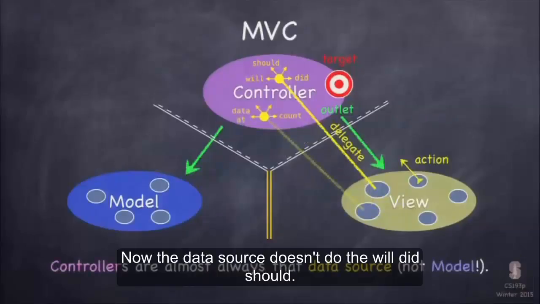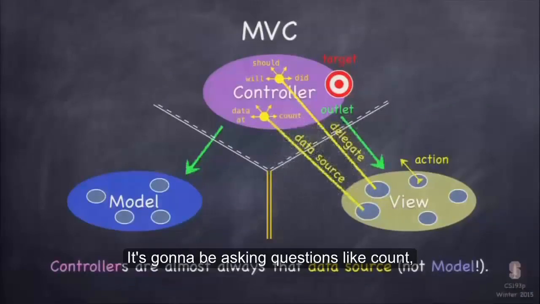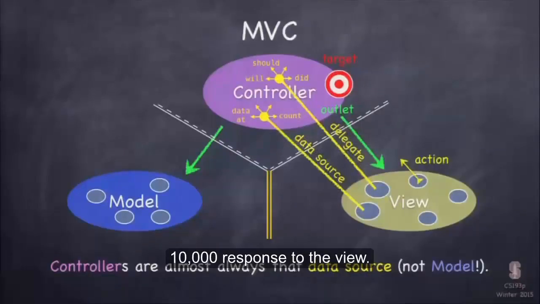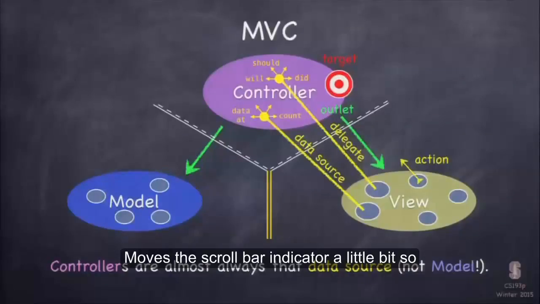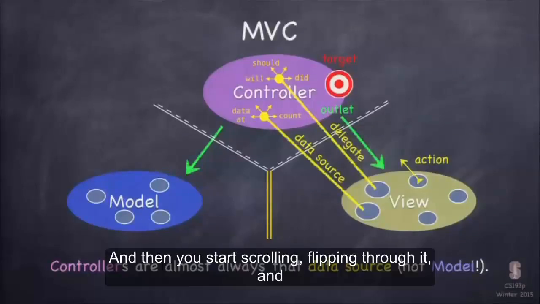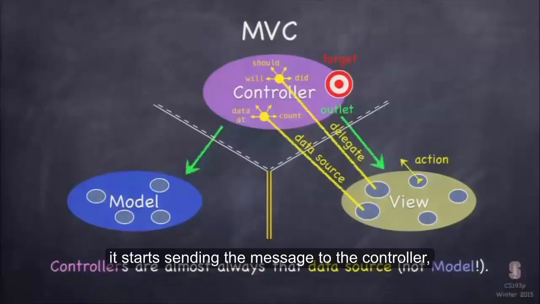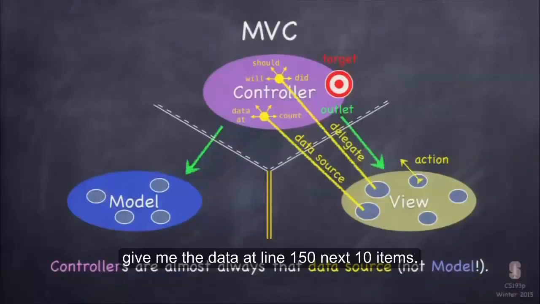Now, the data source doesn't do the will, did, should. It's going to be asking questions like count: how many songs are there? And the controller looks in the model: 10,000. It responds to the view, there are 10,000. The view makes space internally for 10,000 things. It doesn't know what they are. It moves the scroll bar indicator a little bit so that you know where it is. Then you start scrolling, flipping through it, and it starts sending the message to the controller, give me the data at line 150, next 10 items.